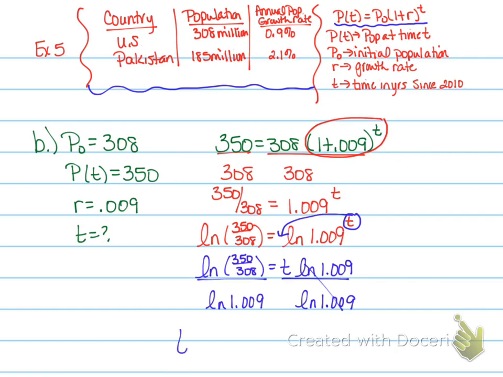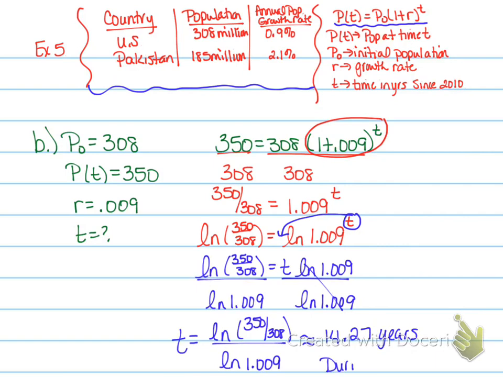And so we get t is equal to the natural log of 350 over 308 divided by the natural log of 1.009. So we're going to put this in our calculator, and it's going to be approximately 14.27 years. Well, 14.27 years after 2010 would be during the year 2025.